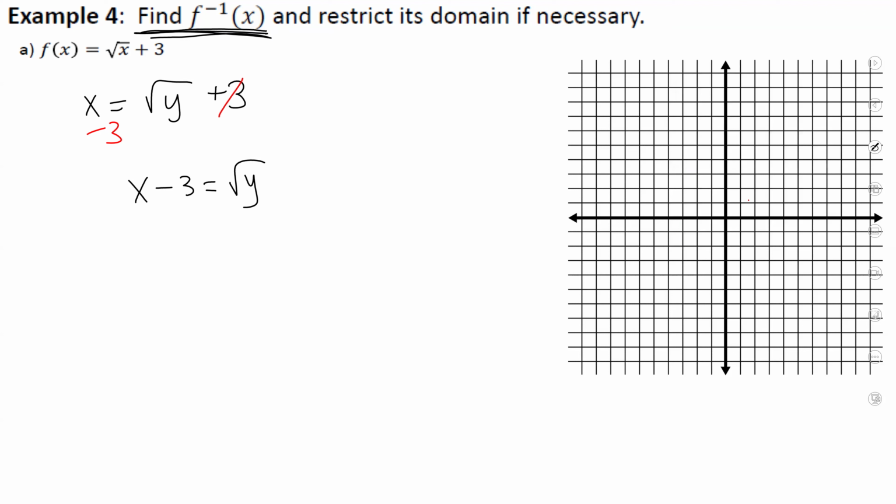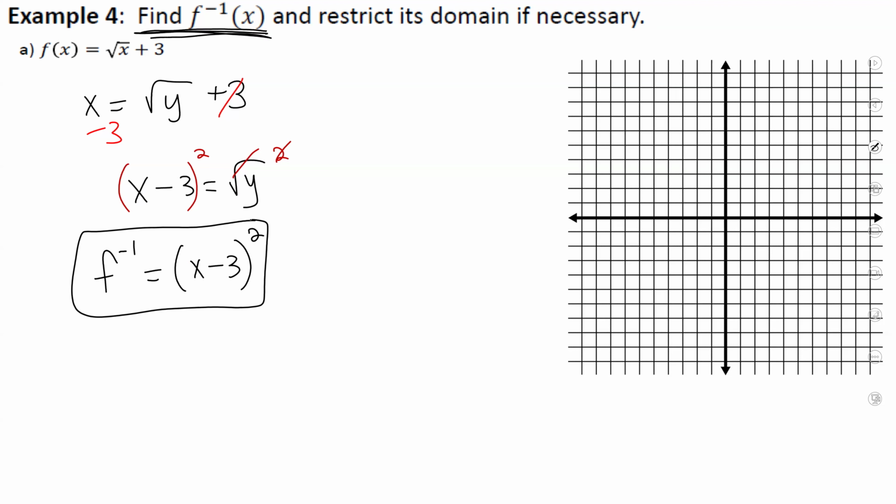This is where I see a lot of mistakes. You square the whole side. You need parentheses. So that means the inverse is (x minus 3) squared. Now, this is your answer. This is the inverse. Now, it says restrict its domain if necessary.